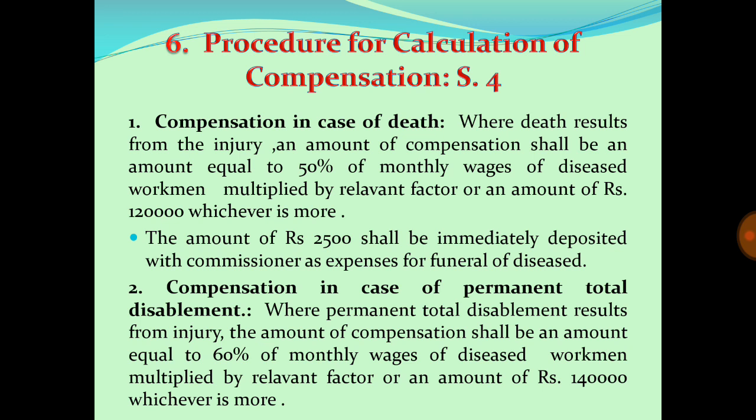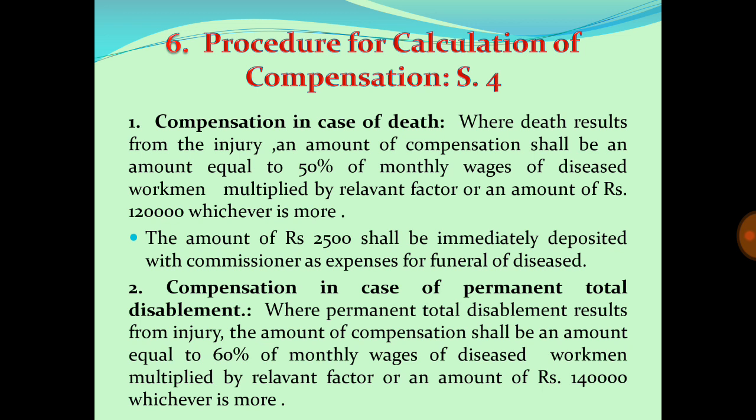As I have already told you, firstly we shall determine the amount of monthly wages of that workman at the time of accident. Then we must find 50% of monthly wages. For example, if the monthly wages of that workman is 3,000, the 50% of monthly wages will be 1,500, and that amount of 1,500 will be multiplied by a relevant factor.